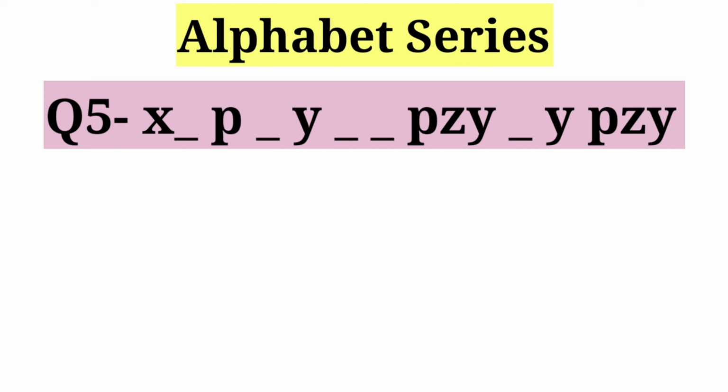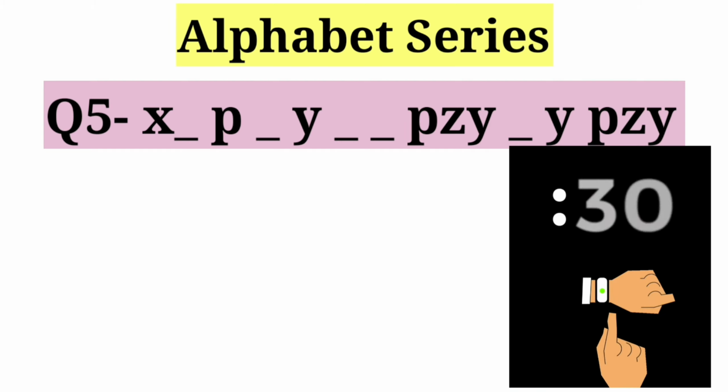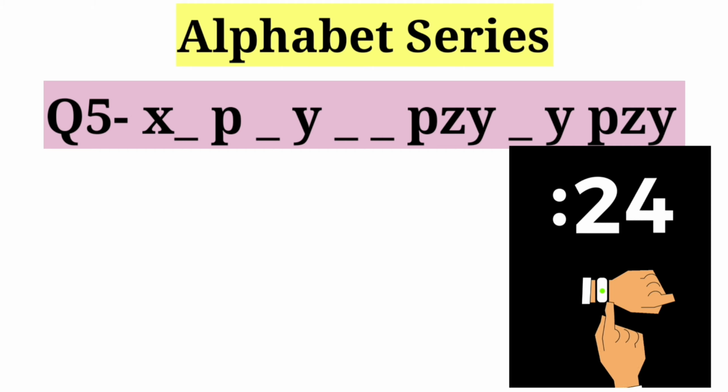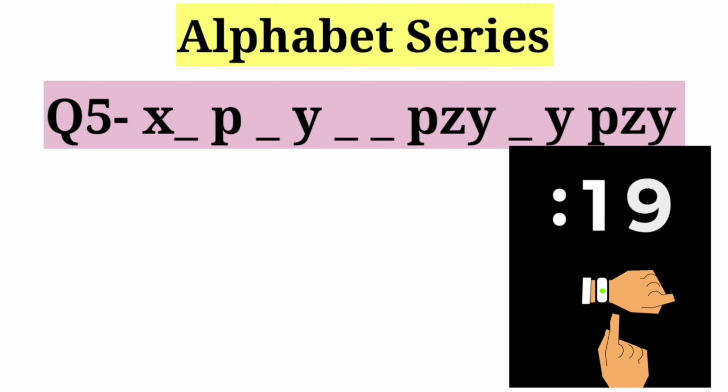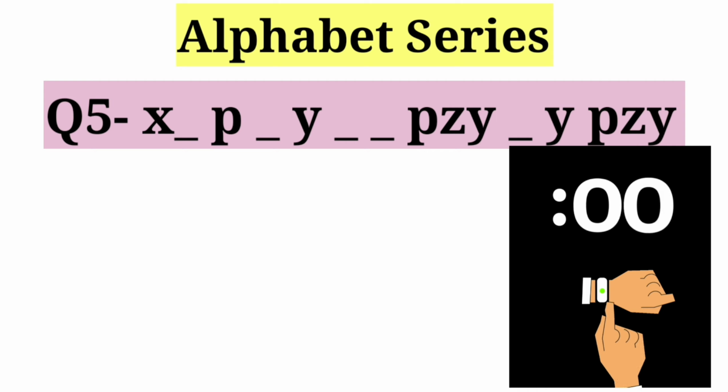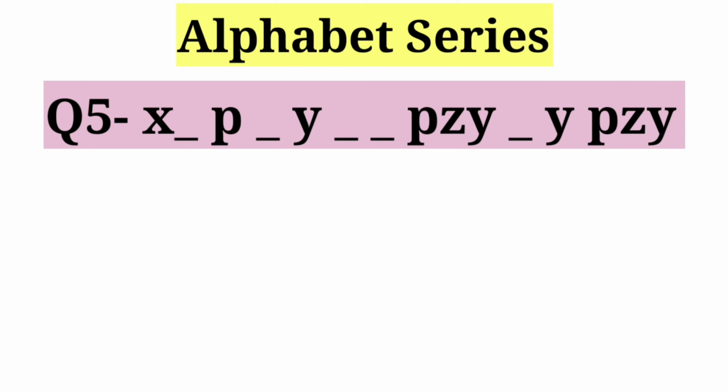Question number 5 is in front of you. Try solving it. You have 30 seconds time. Firstly, try to group it and then find a common pattern. So, last 5 seconds are remaining and time's up. So again count the number of digits.